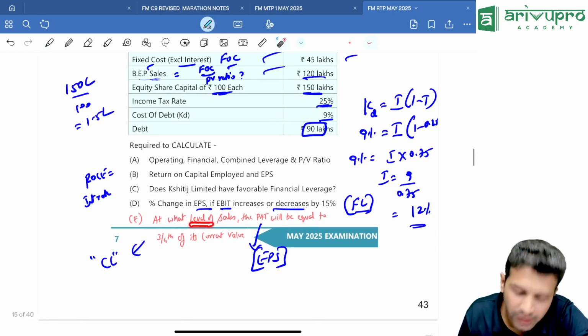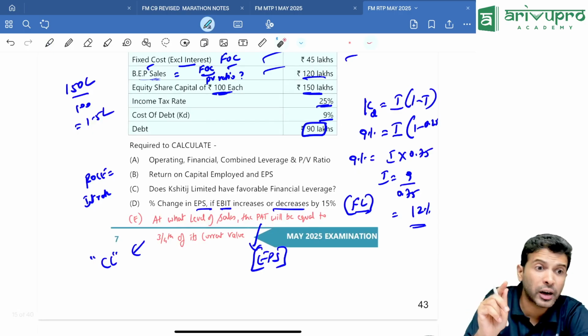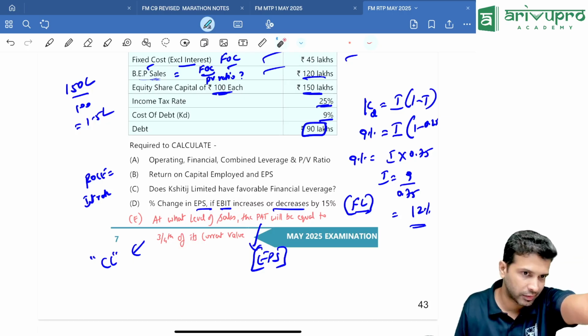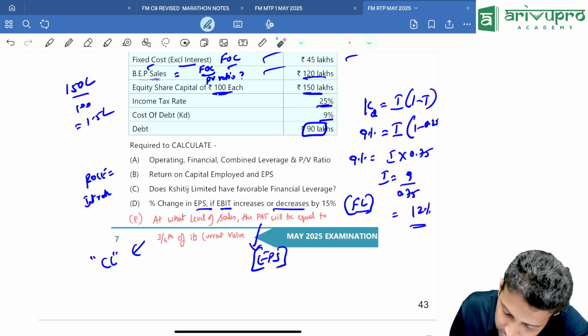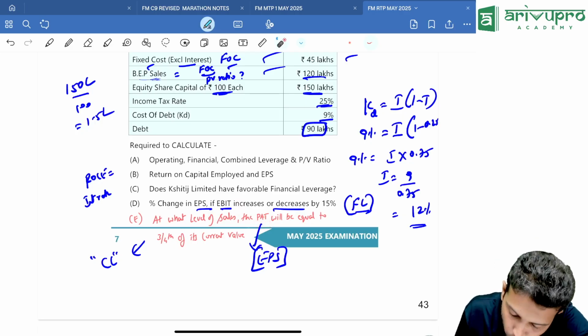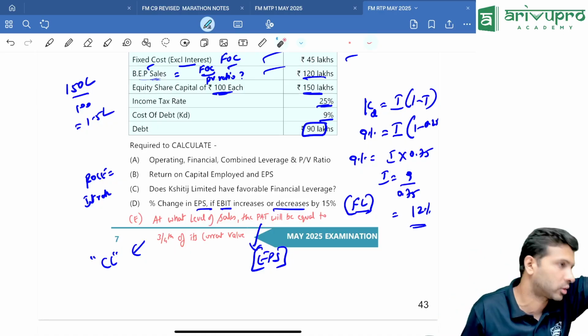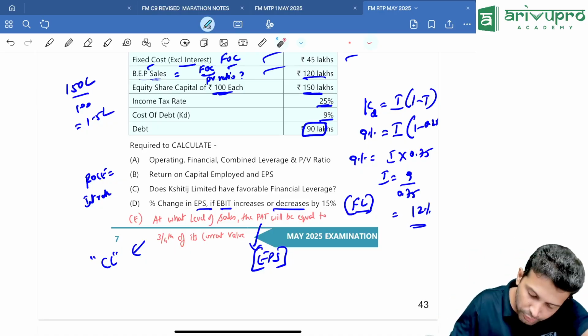At what level of sales? That means you need to find at what level of sales. Sales is given, or we need to find? We need to find the sales value. That's the first thing. At what level of sales will PAT be equal to 3/4 of its current value? PAT should become 3/4 of its current value.